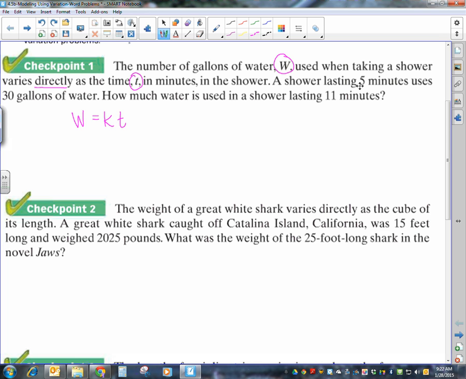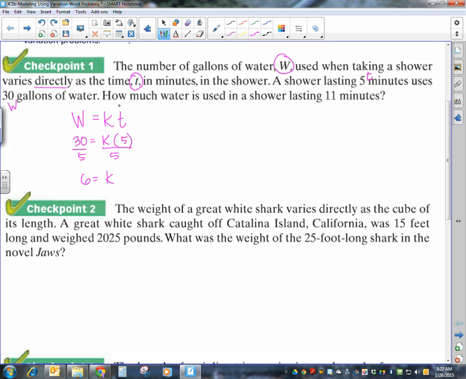A shower lasting 5 minutes, okay, 5 minutes is your t, uses 30 gallons of water. That's your W. So that is the ratio they give you, or that's the information that helps me find K. So I'm going to plug in 30 for W, looking for K, and T is 5. So we're going to divide both sides by 5, and we find out that K is equal to 6.